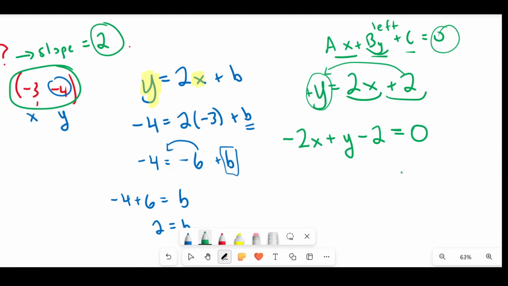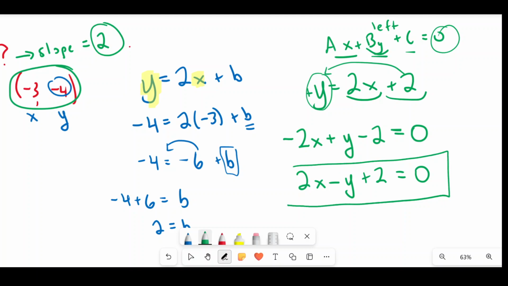So I've moved everything to the left. It's in the proper order. Are there any fractions to get rid of? Nope, no fractions. Good. Is the leading coefficient positive? No, it's negative. And we don't want it negative. So I'm going to multiply everything by -1. So that becomes positive 2x. This becomes -y. This becomes +2. And of course, 0 times -1 is still 0. So that is the equation of this line in standard form.